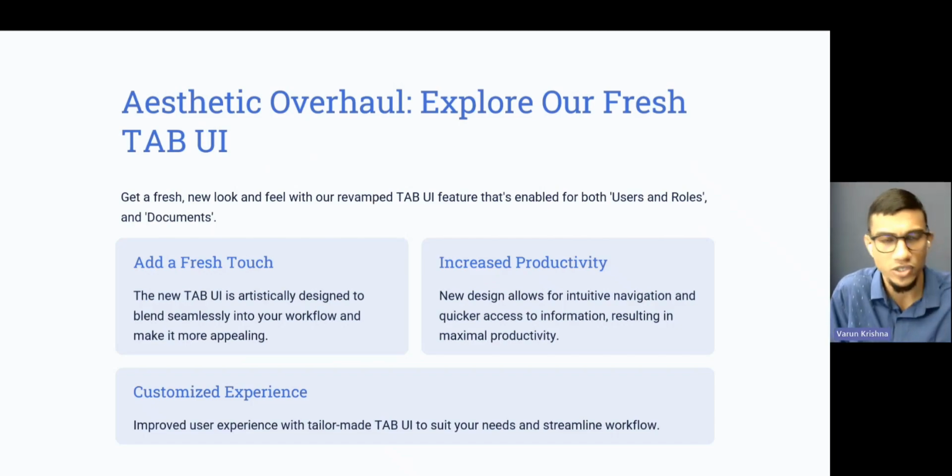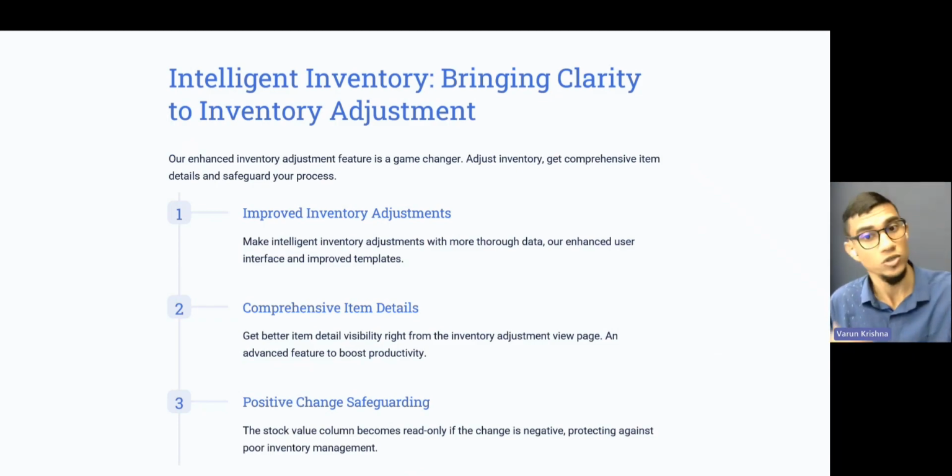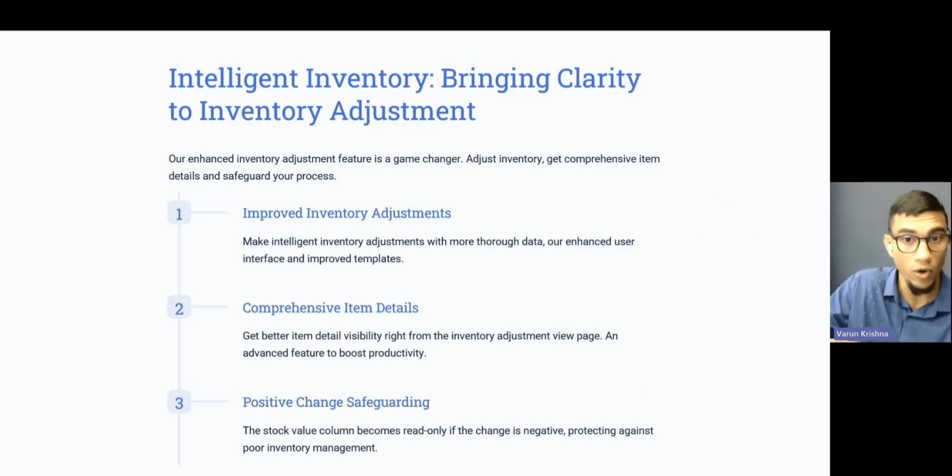Then we have enhanced the UI for both users and roles as well as for the document section. Then inventory adjustment. For all those positive inventory adjustments, you will be able to add the stock value for a single unit. But if it's for a negative adjustment, you don't have to add it. It will be a read-only column.